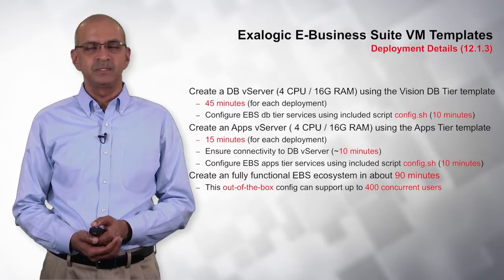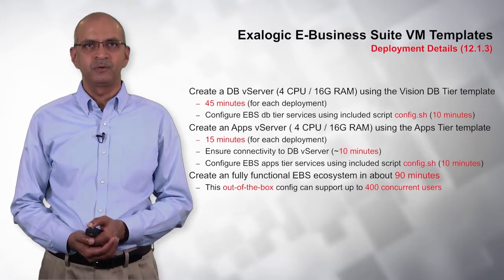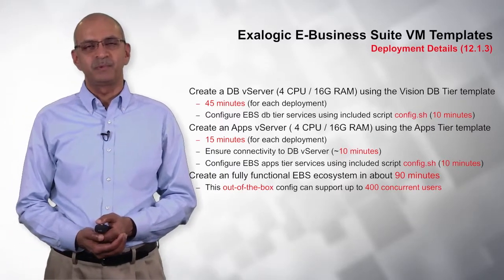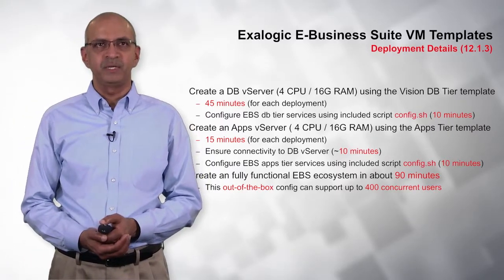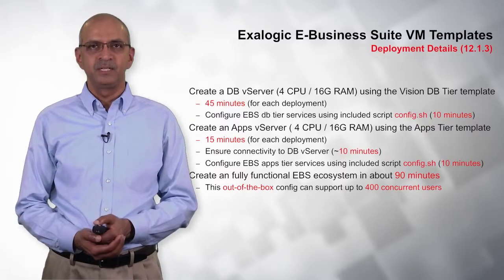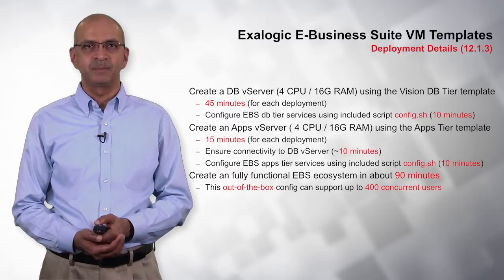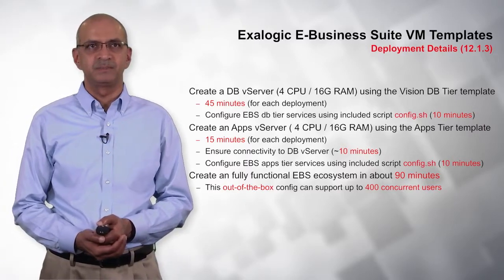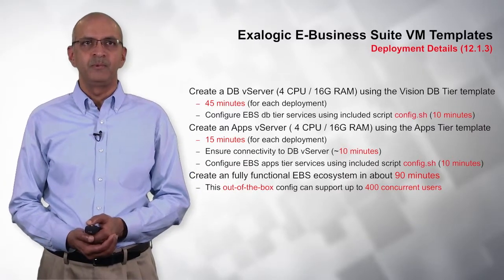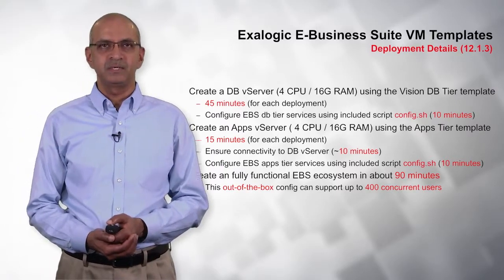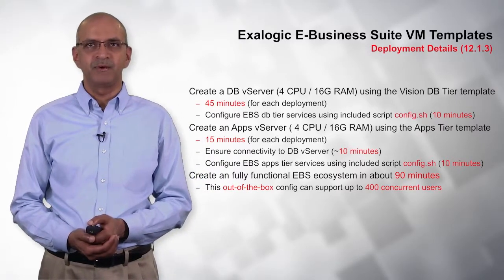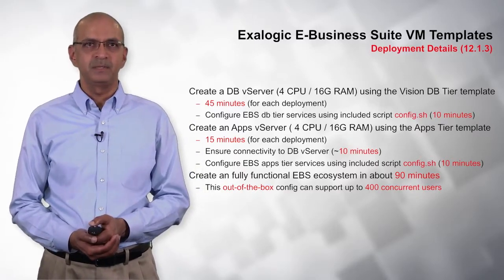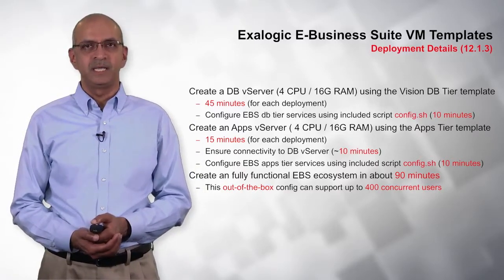So some more details: you create a vServer with four CPUs and 16 gig of RAM using the Vision DB tier template. This will take approximately 45 minutes. And then you configure the DB tier services using the included script named config.sh, and that will take somewhere between 5 and 10 minutes. Then you follow that up with creating an application vServer, again 4 CPUs, 16 gig of RAM using the application tier template. This will take approximately 15 minutes.